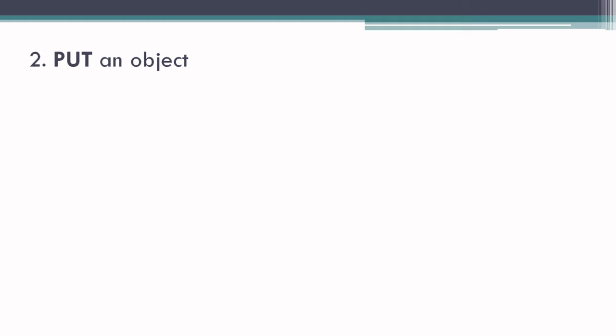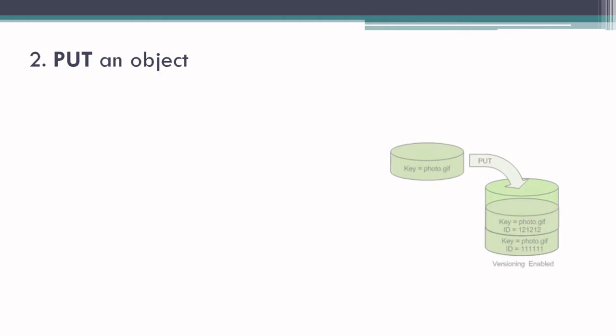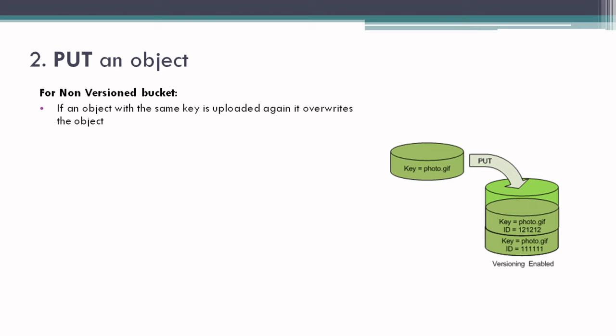Now moving to the next part, that is the put action. What happens in a put request when you apply it on a non-version bucket? If an object with the same key is uploaded again, it overrides the object. Suppose you have one object like photo.gif and your bucket is non-version. When you upload the same file with the same name again, that file will get overwritten.